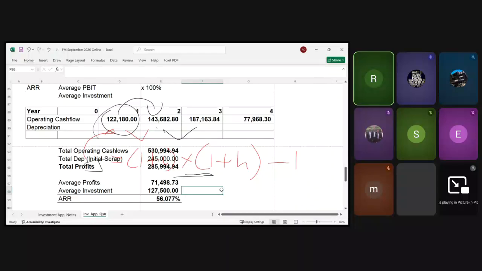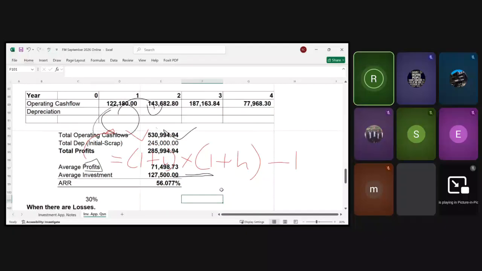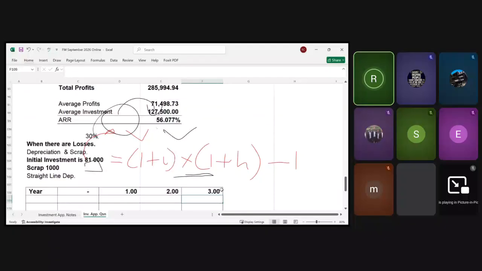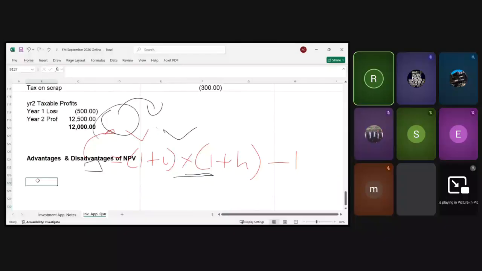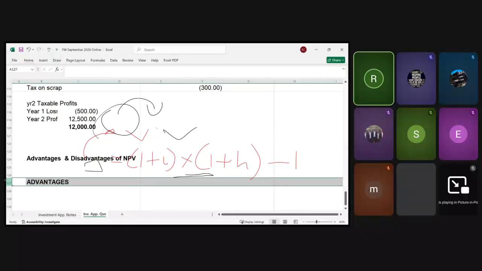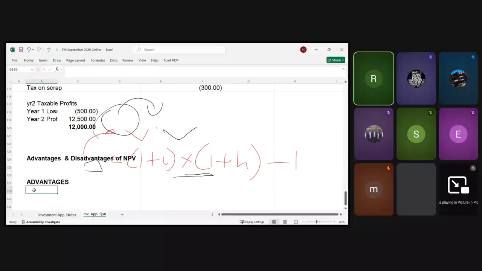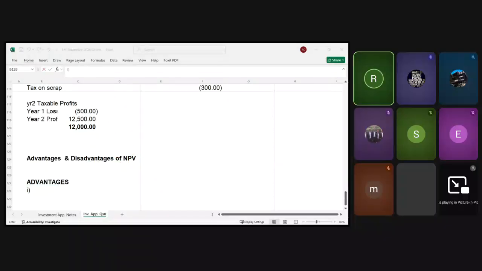Any question? If no further question, let us quickly look into the advantages and disadvantages of using the NPV method in appraising projects. Advantages. I just want you guys to participate. Advantage number one. Yes, guys, unmute yourself, participate so that it becomes interesting. What do you think is the first advantage?